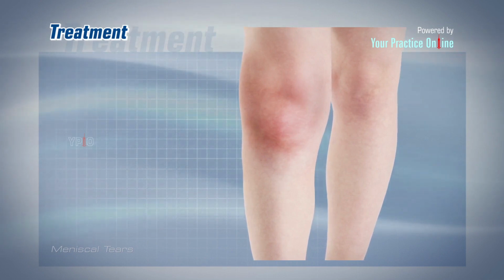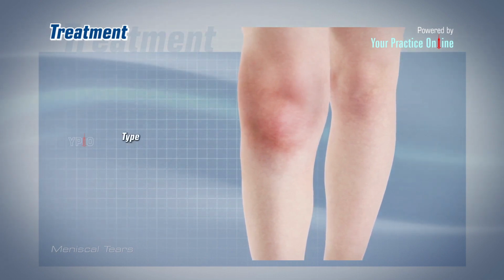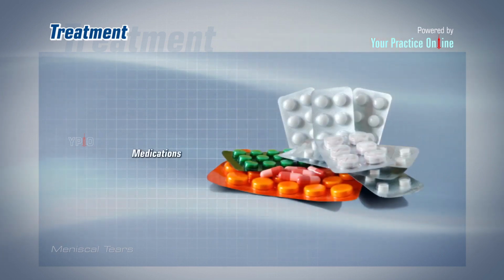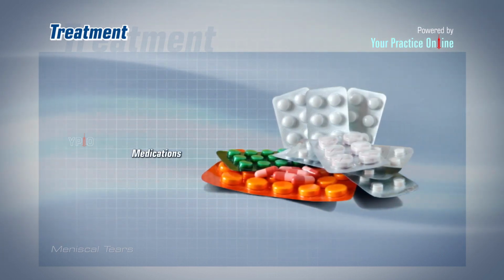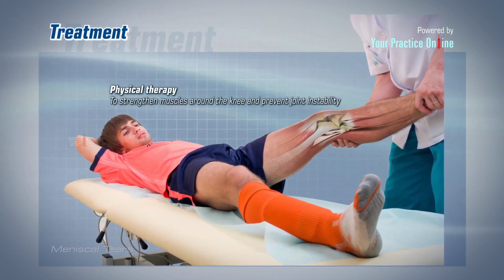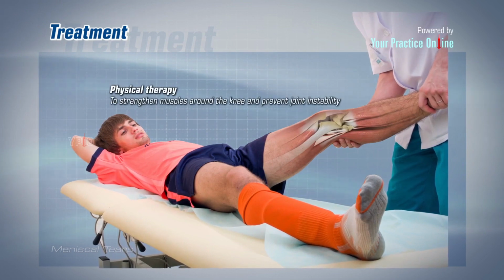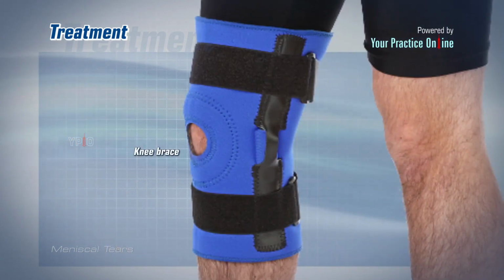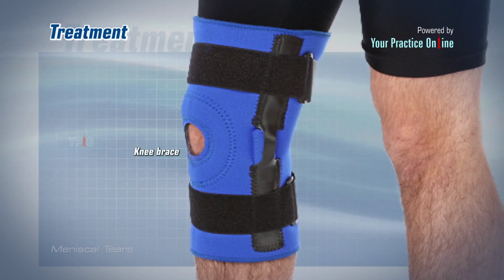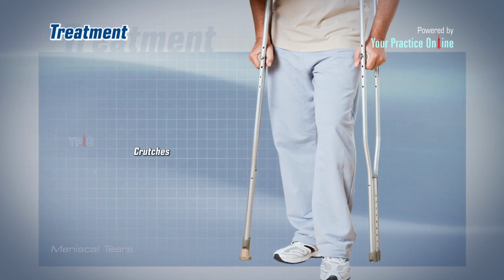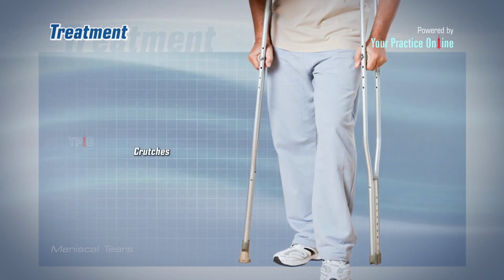Further treatment options will depend upon the type, location, and extent of the tear. Small tears can be treated conservatively with anti-inflammatory medications and physical therapy to strengthen muscles around the knee and prevent joint instability. A knee brace may be needed to immobilize your knee. You may need to walk with crutches temporarily to assist in limiting weight bearing.